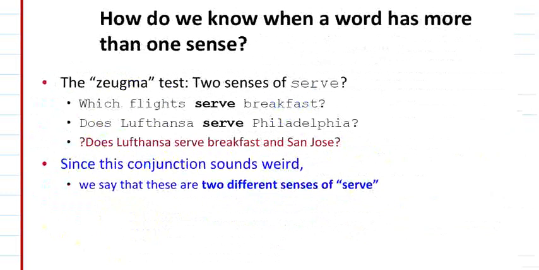So this Zeugma test says that we combine these two sentences with the same polysemous word, and try to join the applications of both with some conjunction like and, or something like that. So when we combine these two sentences, it becomes, does Lufthansa serve breakfast and San Jose? Alright, so we finally inspect whether the joint sentence or the combined sentence is having some kind of sense or not, is it weird or not, right? So we see that this one is looking very weird. So that means these two senses are different senses, and this is not a very sensible sentence.